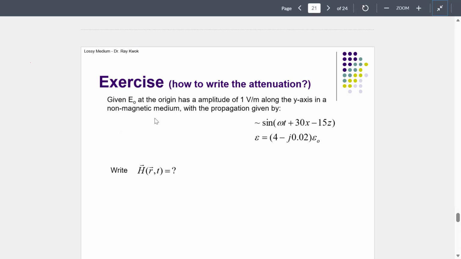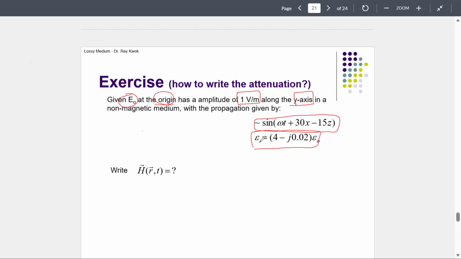So let's try this. The electric field at the origin has an amplitude of 1 volt per meter along the y-axis. And the wave function is given by this. The permittivity is given by this. This is complex, of course, right? I want to find H.